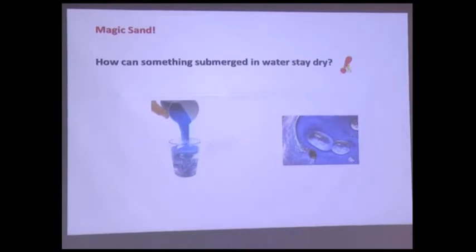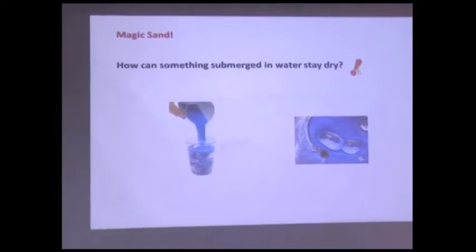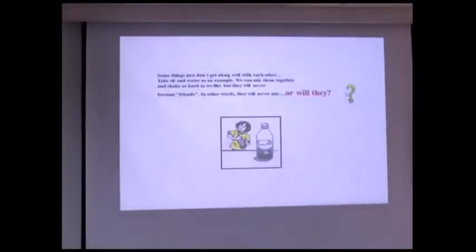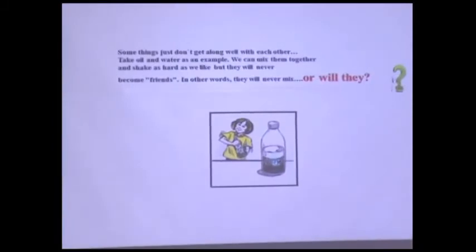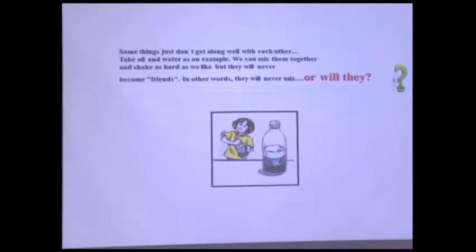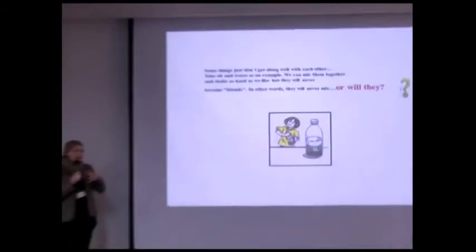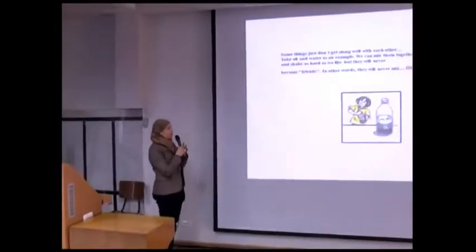So the student will ask, how can something submerge in water and stay dry? And we can conclude that some things just don't get along well with each other. For example, we can take oil and water, try to mix them, and they will never become friends. In other words, they will never be mixed.